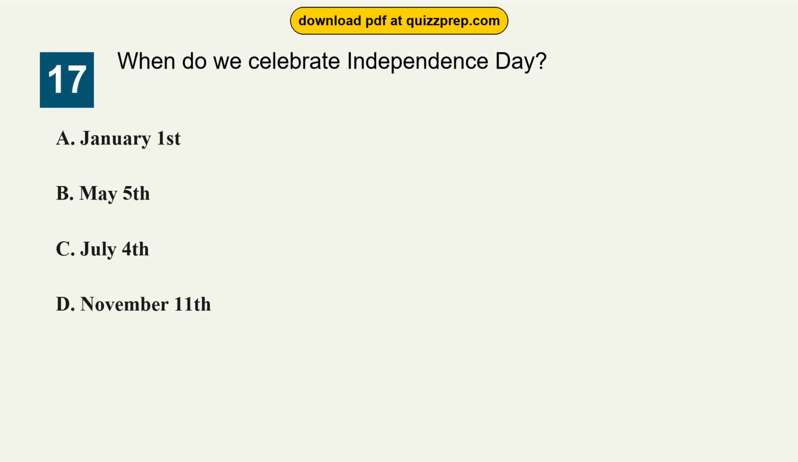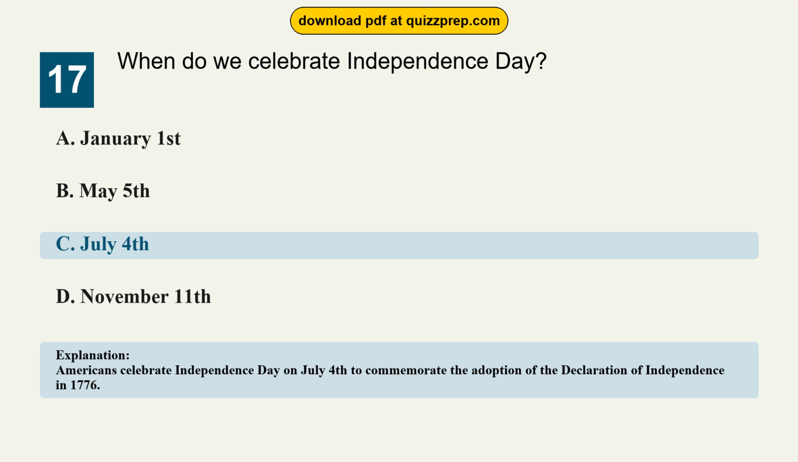Question 17. When do we celebrate Independence Day? Option A, January 1st. Option B, May 5th. Option C, July 4th. Option D, November 11th. The correct answer is option C, July 4th. Americans celebrate Independence Day on July 4th to commemorate the adoption of the Declaration of Independence in 1776.